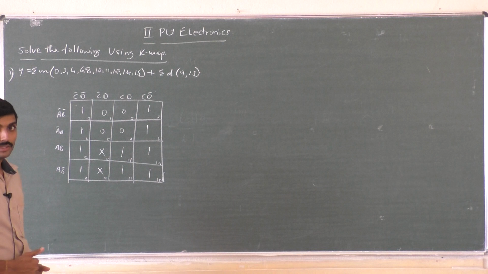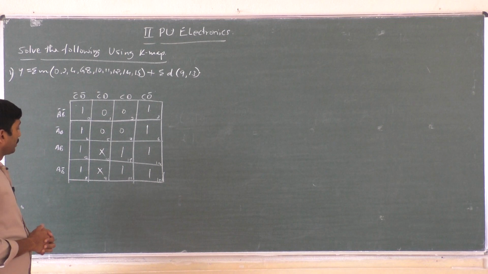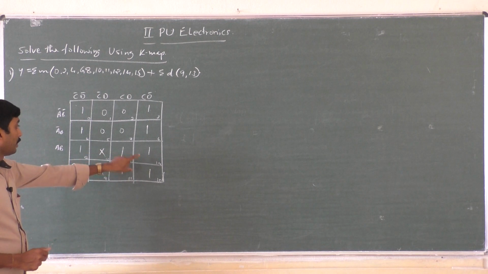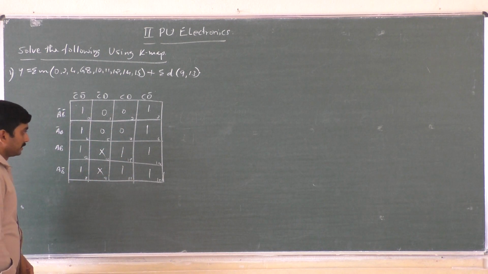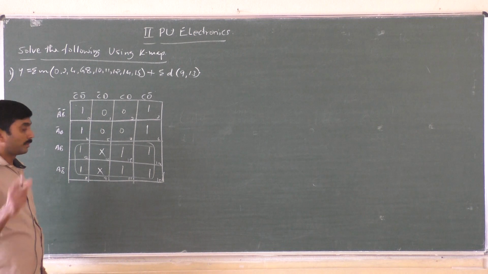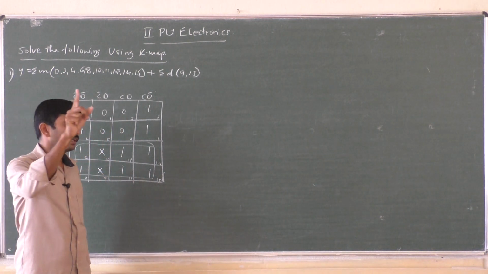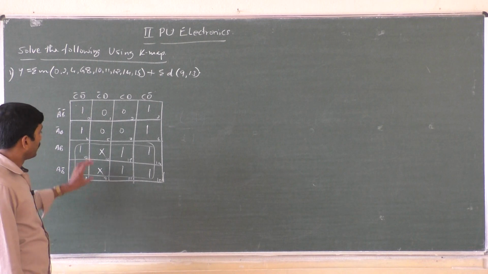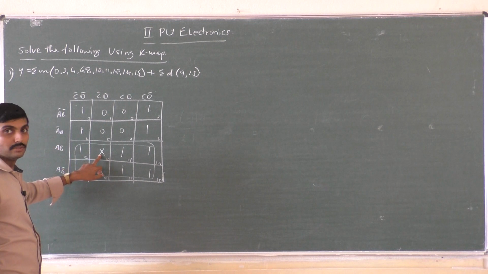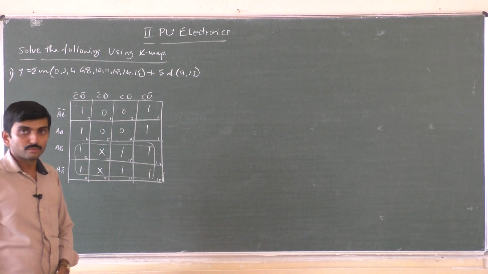Next, grouping. How do you make the group of adjacent ones? Is an octet possible in this case? Yes. By taking X as 1, you can encircle an octet here. Without any hesitation, encircle an octet here. You have to remember the rule that you can consider a don't care condition as 1 if there is a possibility of having a maximum group. Here it is possible. If there were a 0 instead of X, you could not. Even though it is a don't care value, you make use of it.